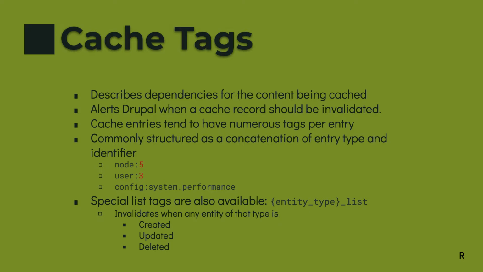And that's where we have special tags in there called, like, for the entity type and list. So we have node list, term list, and that's automatically created for any entities within the system. So if any of that type is created or updated or deleted, it automatically invalidates everything tagged with that list tag. That's our method for handling all of these overall lists and displays of content.